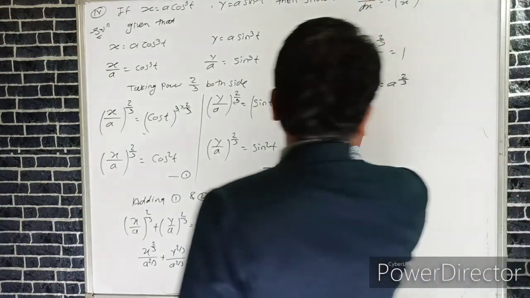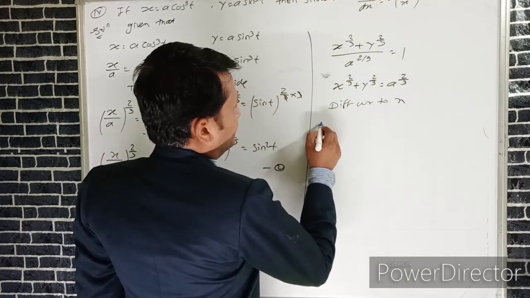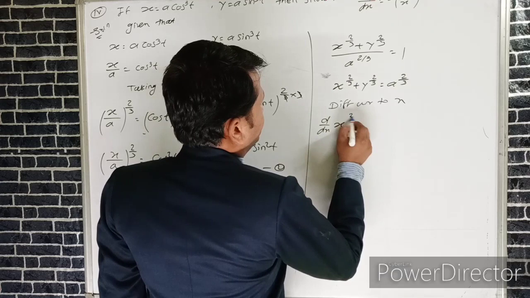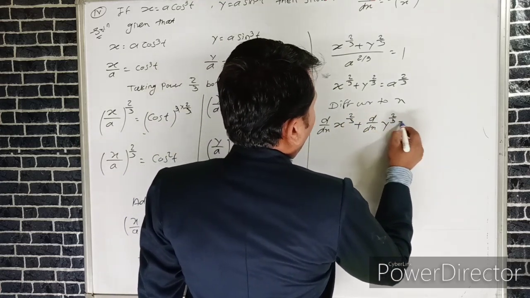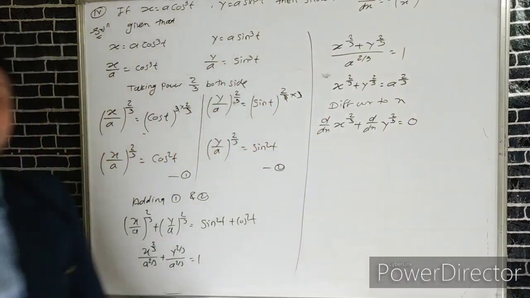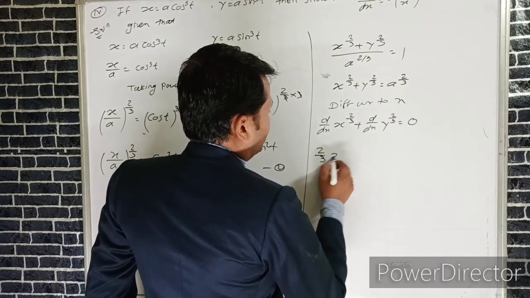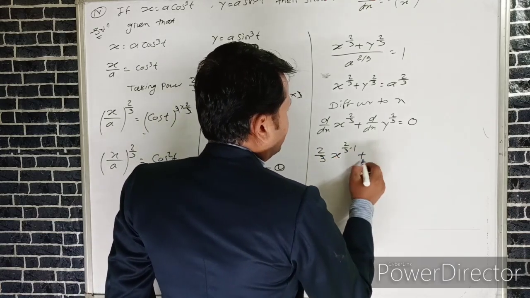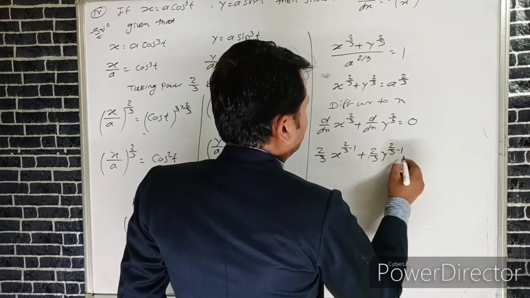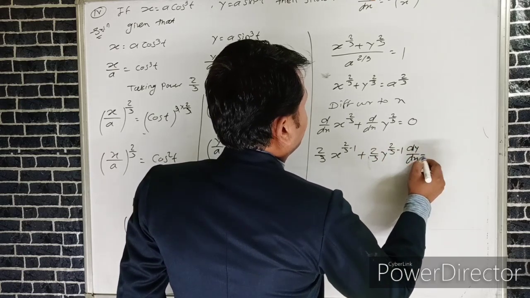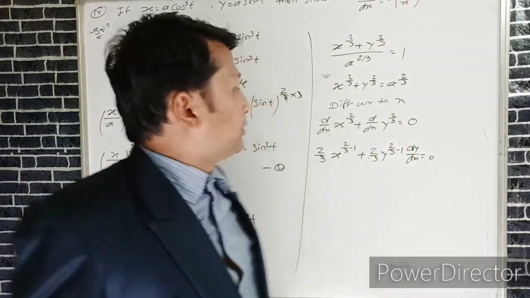Now if we differentiate the given function with respect to x, we can write the derivative of x raised to the power 2/3 plus the derivative of y raised to the power 2/3, and the derivative of a raised to the power 2/3, which is a constant, is 0. Hence we can write 2/3 into x raised to the power 2/3 minus 1 plus 2/3 into y raised to the power 2/3 minus 1 into dy by dx is equal to 0. Here we have to prove that dy by dx is minus of y by x raised to the power 1/3.